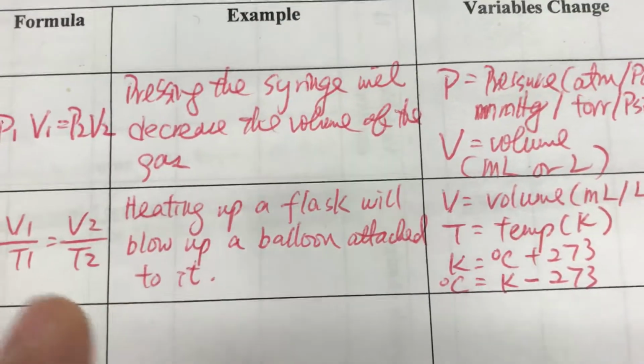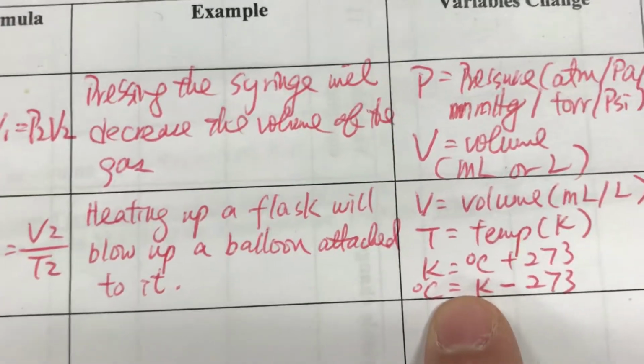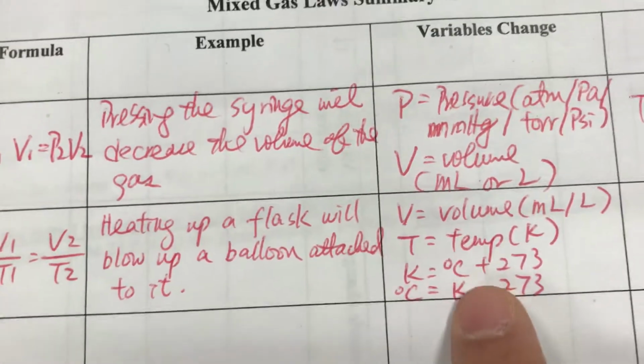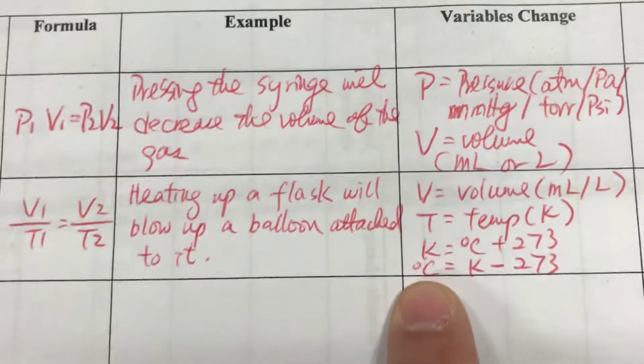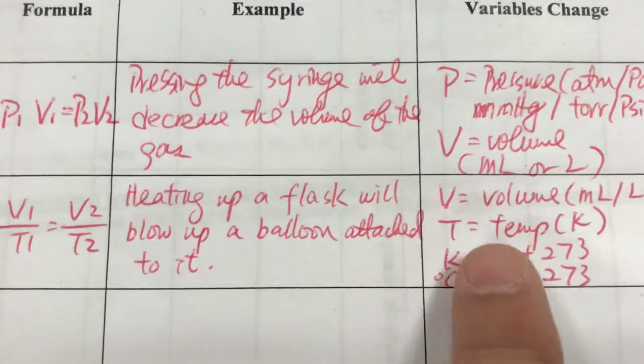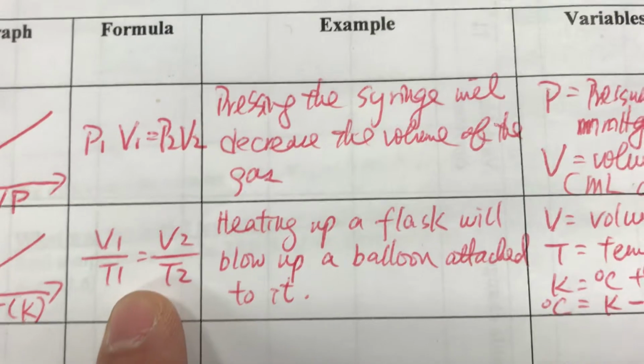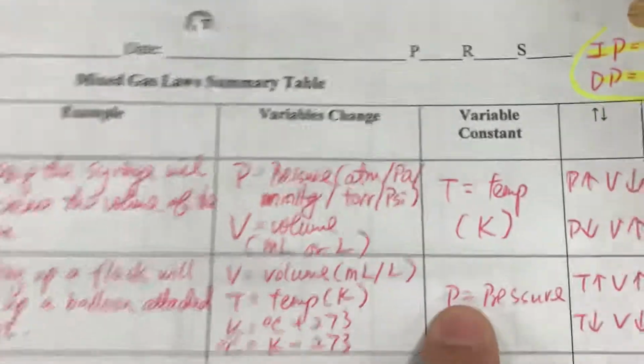So if your question asks, what's the answer for the temperature in degrees Celsius, you have to take your Kelvin temperature and subtract 273 to get degrees Celsius. So you have to be really careful. Whatever you plug in or whatever you get out, the temperature must be in Kelvin. Okay? And the pressure is constant.